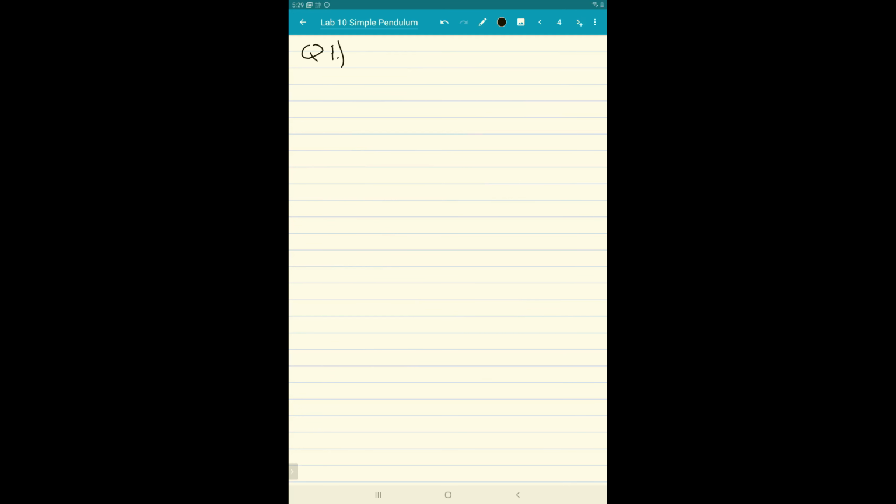Okay, questions. Question 1 says, must the spring obey Hooke's law in order to oscillate? If you want to argue that you can make it oscillate through some other means, I guess I'll accept that. Hooke's law is this F equals negative kx thing, right? F is equal to negative kx.